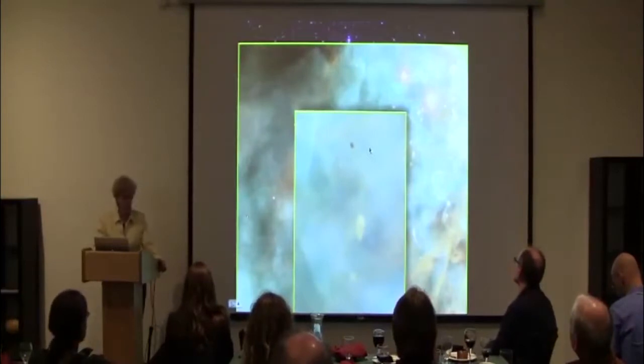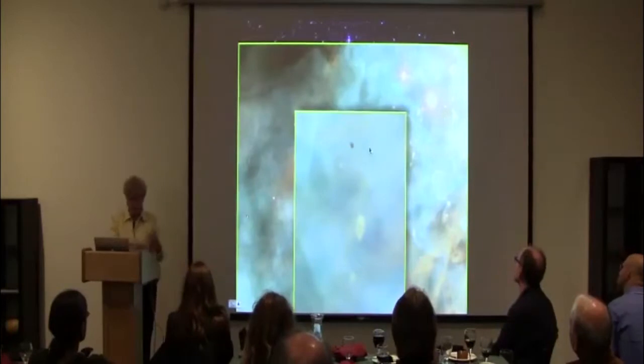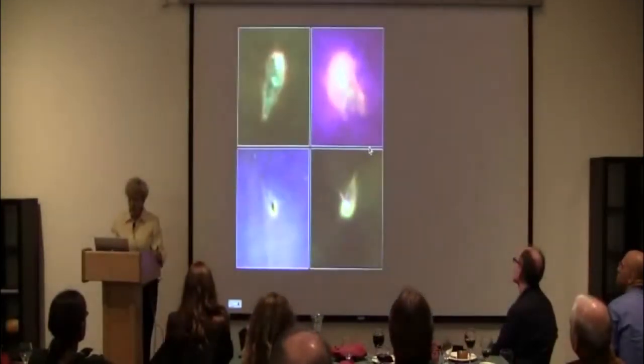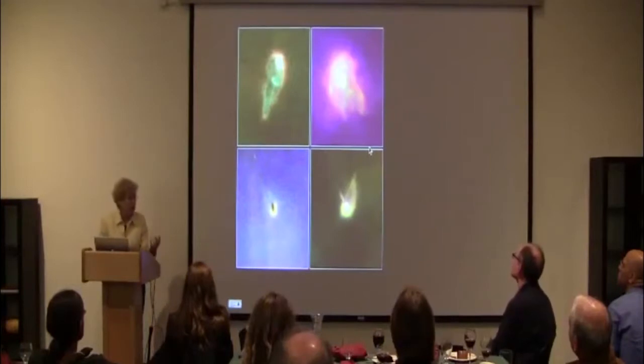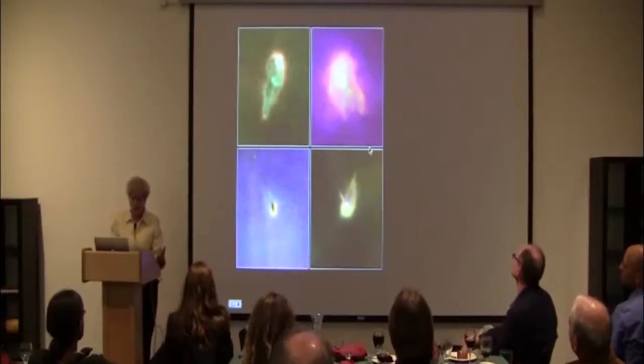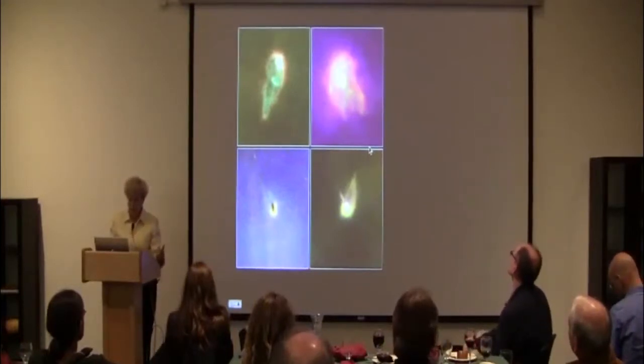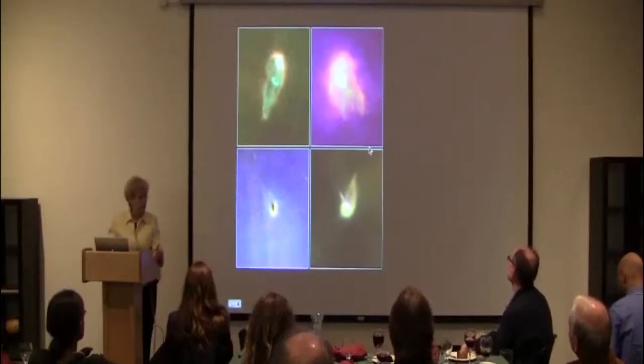And as we do so, structures become visible, silhouetted against the glowing gas clouds behind. There are about 50 of these structures in Orion. Here's a sample of four, which are thought to be at the early stages of star and solar system formation. So these are solar systems just beginning to form.